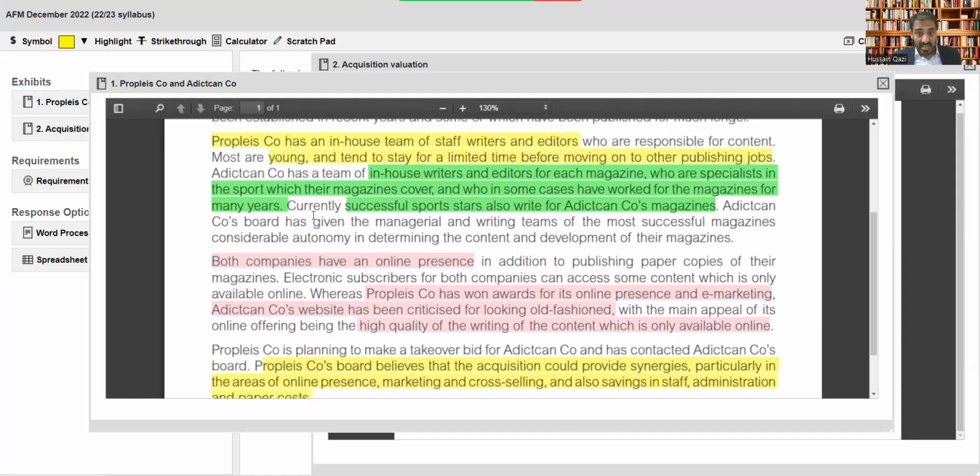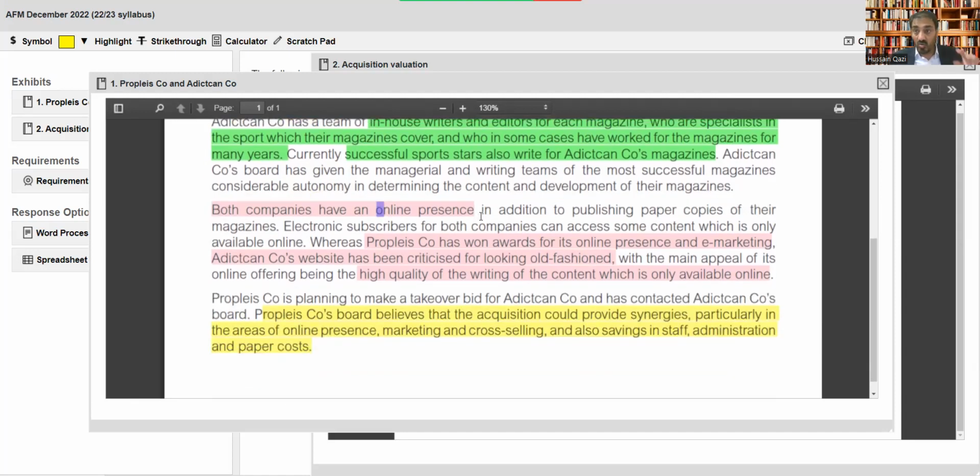Moreover, this is a very important thing. Online presence is strong with respect to Propolis, but Addicton has a weaker presence, though their content is very much stronger, with a high quality standard. But their online presence appearance is very old. Furthermore, the Propolis board believes that the acquisition could provide synergies. These are the things mentioned.